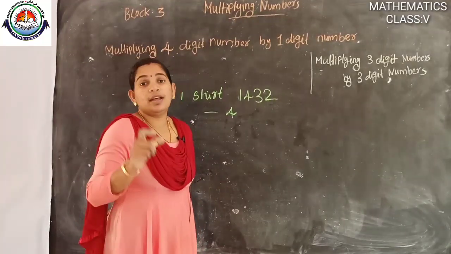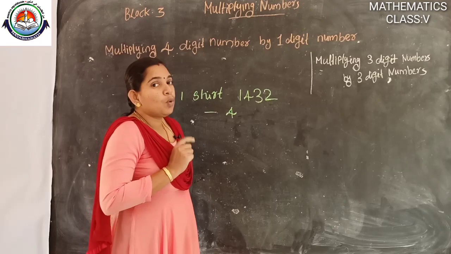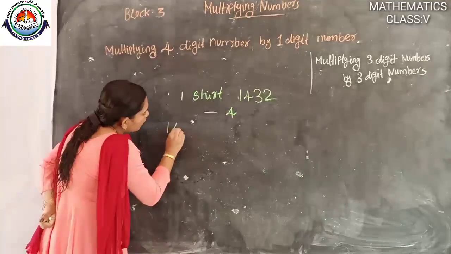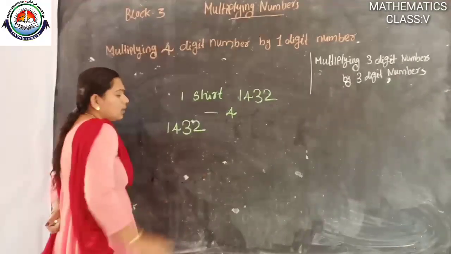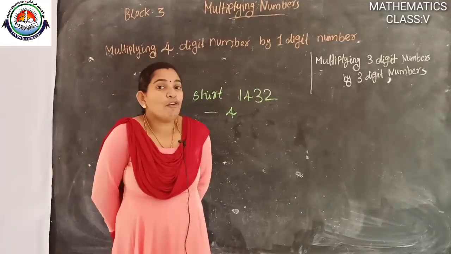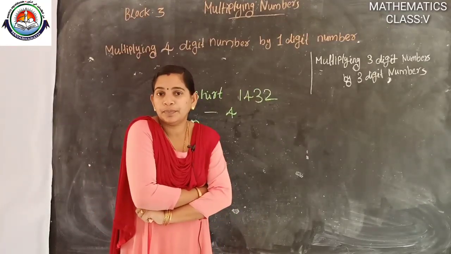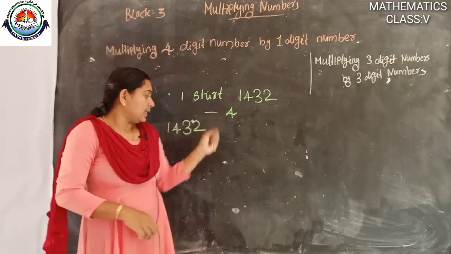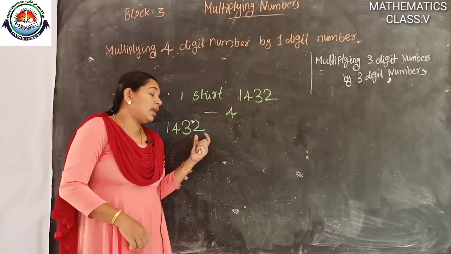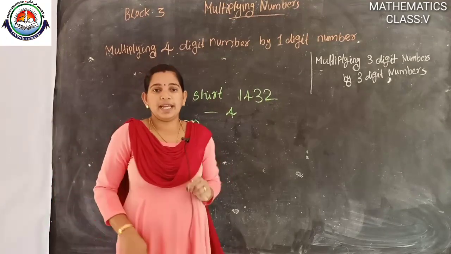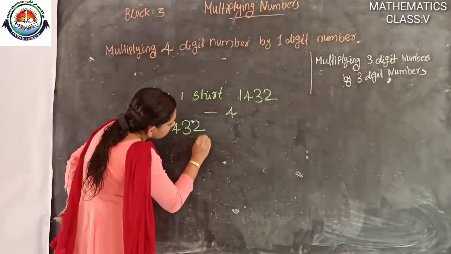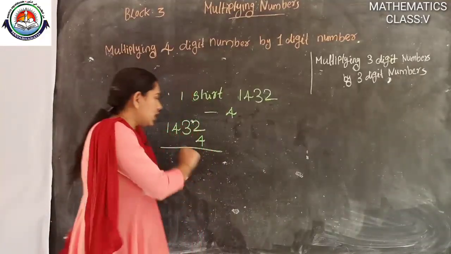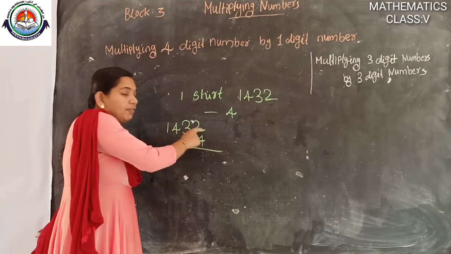Then how do we write first? First we write the first number. What is the first number? 1,432. 1,432 is the first number. Then the second number, 4. Where do we write the 4? Yes, as the second number, in the ones place. Here. Where do we write 4? In the ones place. Okay. Don't write here. From here we are counting.